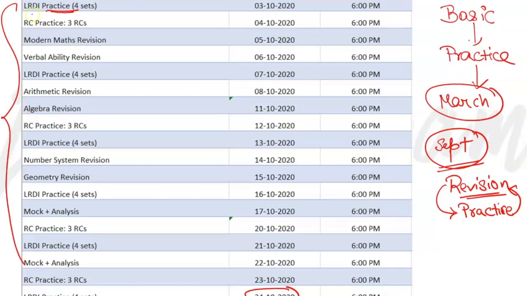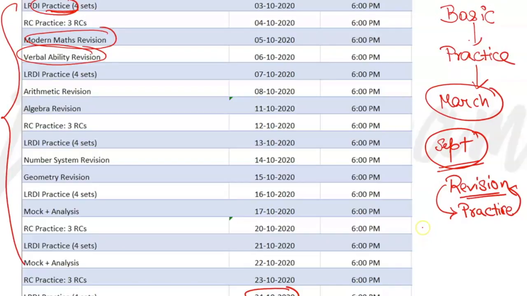Right, so let's come back to the schedule itself. We have practice sessions, right? And then you can see that we have revision sessions. Now what would this revision session do? And this is not only in the last 15 days. I have put revision sessions, let's say, in the first month as well.